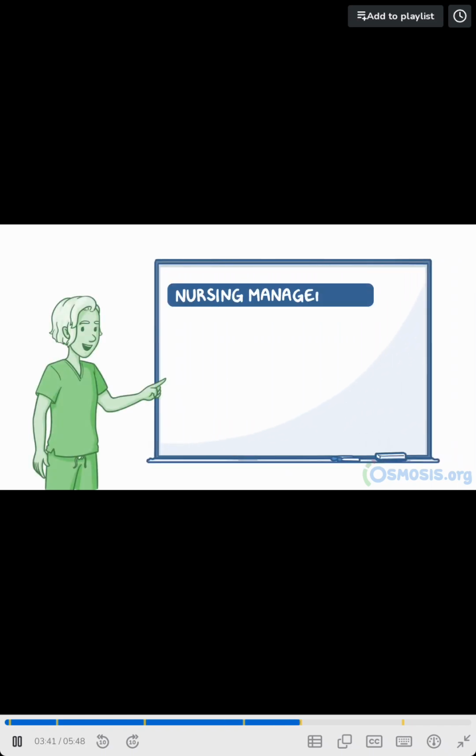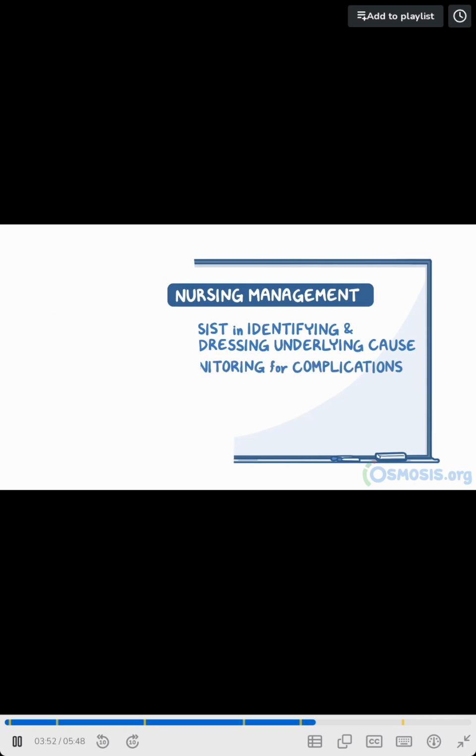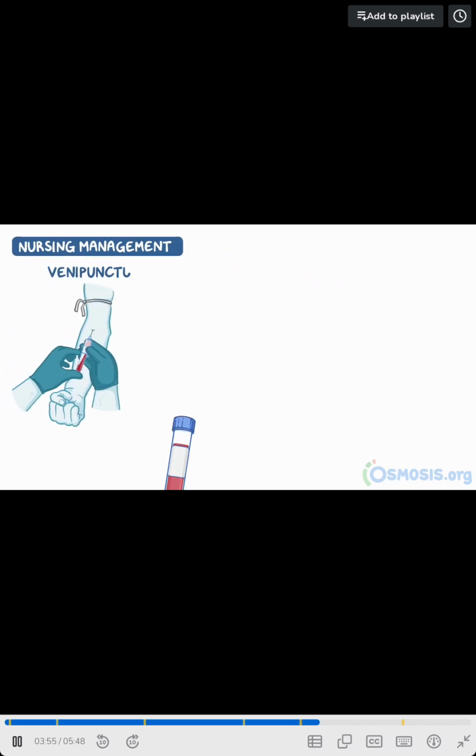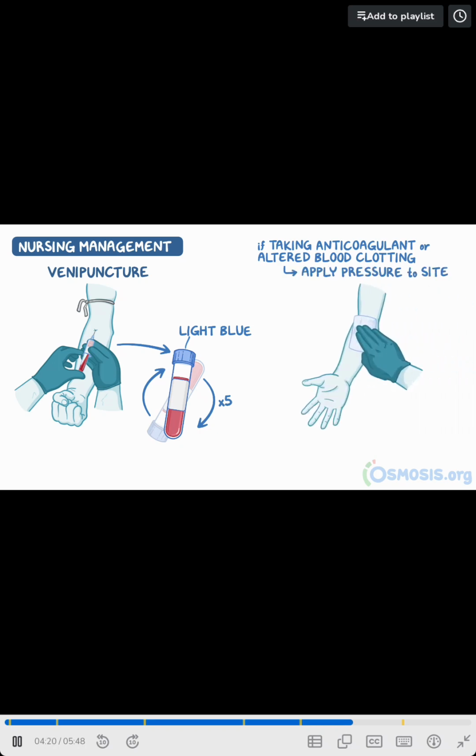Alright, let's look at the nursing management for a client with an elevated PTT. Goals of nursing care are to assist in identifying and addressing the underlying cause and monitoring for complications. Begin by collecting a sample by venipuncture. Typically, you'll use a light blue top tube. After obtaining your sample, gently invert the tube 5 times to mix the additive sodium citrate without causing hemolysis, or breaking apart of the red blood cells, which will alter the results. Keep in mind that clients taking an anticoagulant or with altered blood clotting often have increased bleeding after a venipuncture, so be sure to apply pressure to the site.